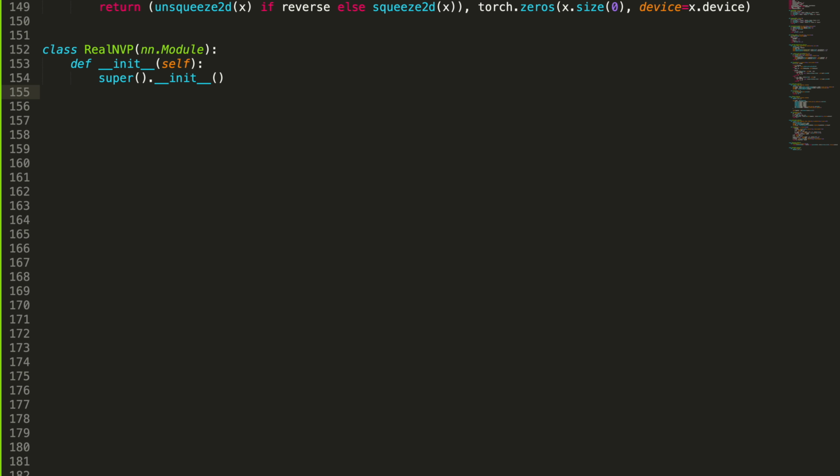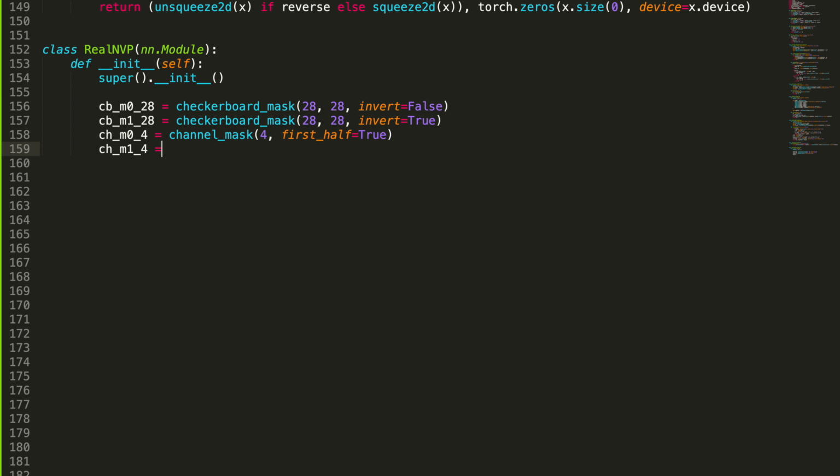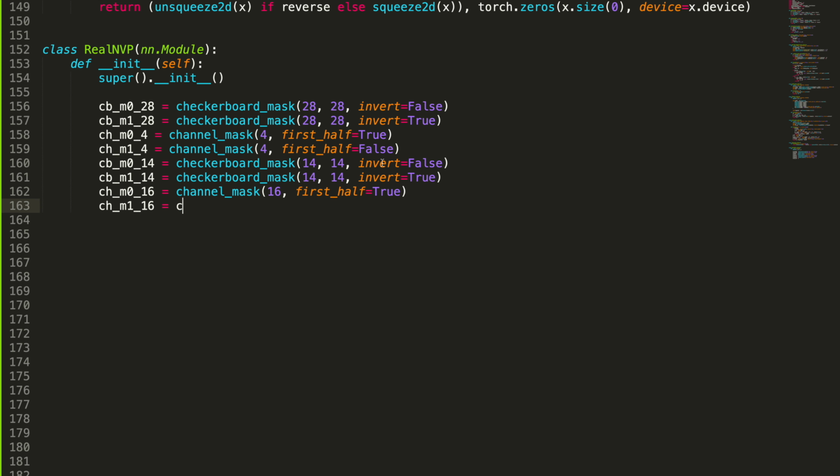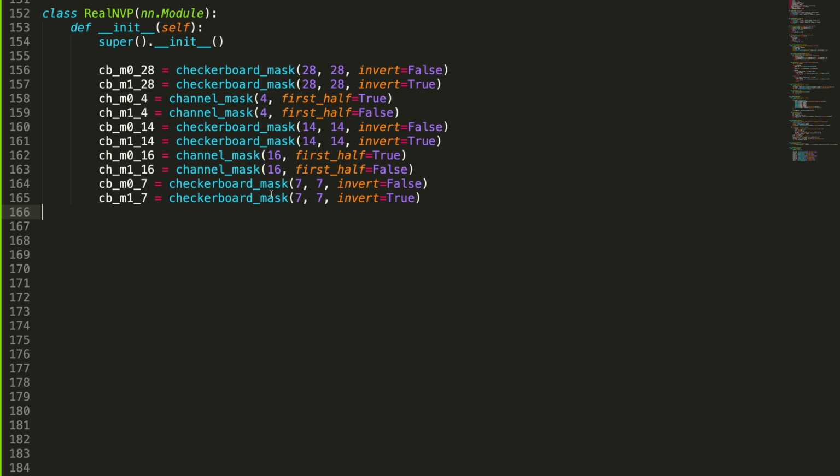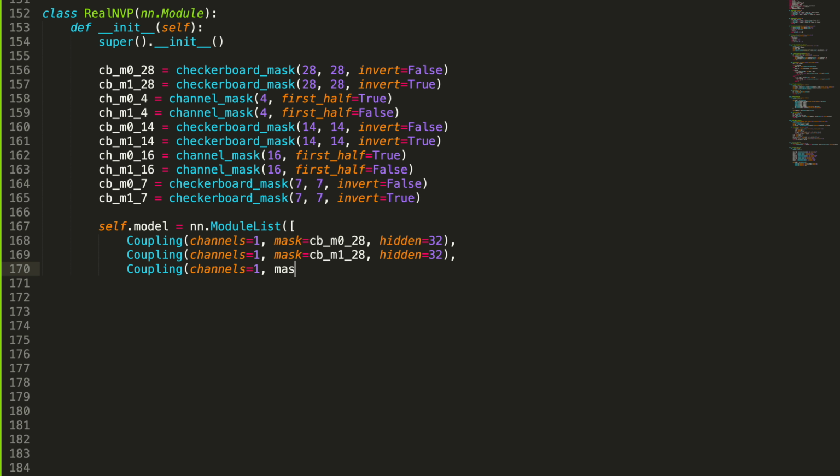Okay, now we can build our real NVP. So basically now it's just a matter of putting everything together as they describe in the paper. First, well, basically here for now we're just describing our mask that we'll use later. It's maybe easier to have a look at the architecture, and then we'll understand why we create those masks. So basically we start with 3 coupling layers with checkerboard masking. That's what they do in the paper.